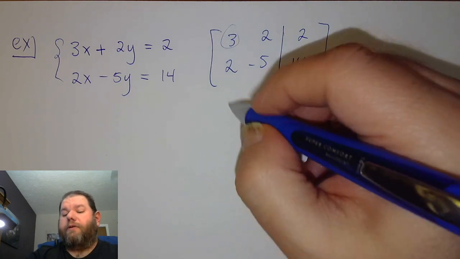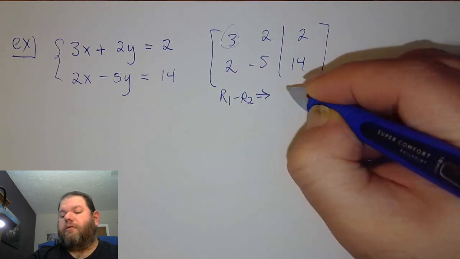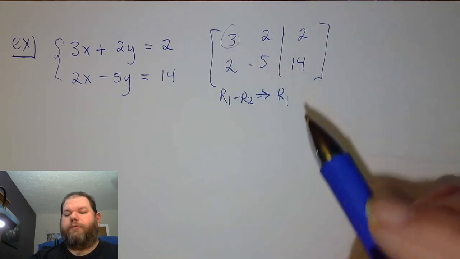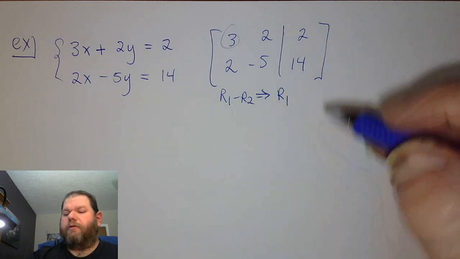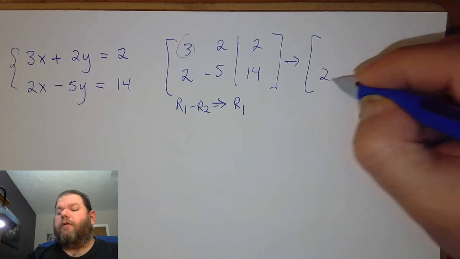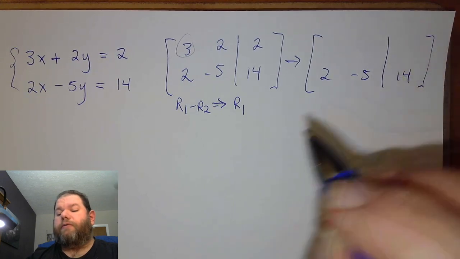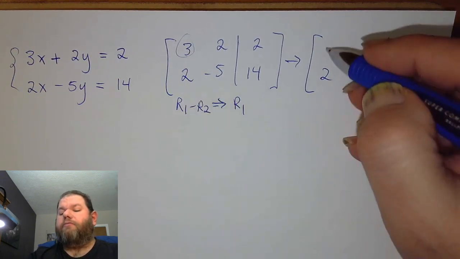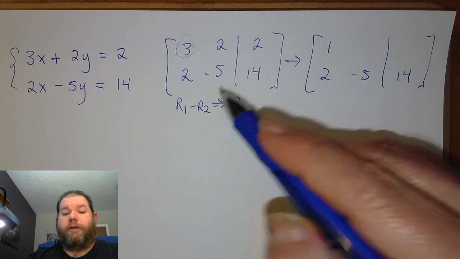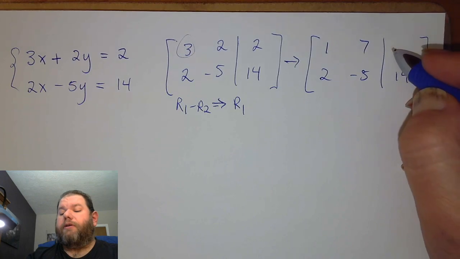R1 minus R2. Good. Yeah, because if we can just take this 3 and subtract the 2, that'll give us a 1 right there. Now, notice we're not changing row 2, we're only changing row 1. So 3 minus 2 is 1. 2 minus negative 5, so 2 plus 5, 7. And 2 minus 14 being negative 12.